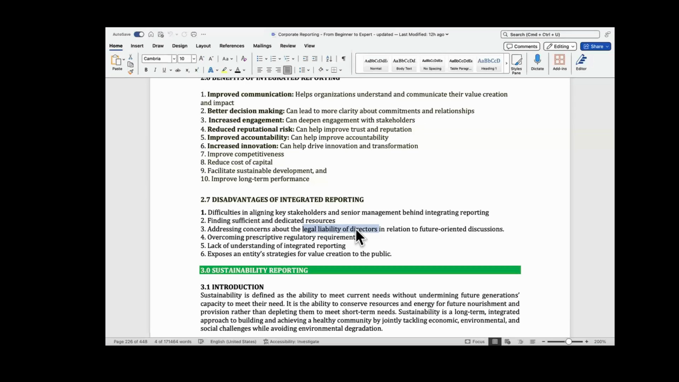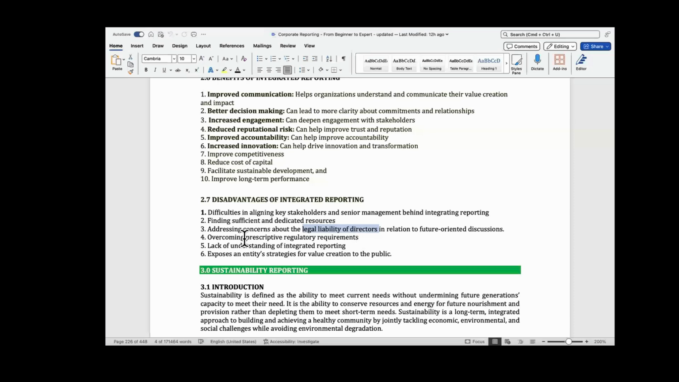Some people would go ahead and sue you: we relied on what you told us, you said you were going to do this, and you did not do it. You told us this is your strategy, this is how you want to create value in the future. What happened? So there could be a possibility of legal liability for directors.